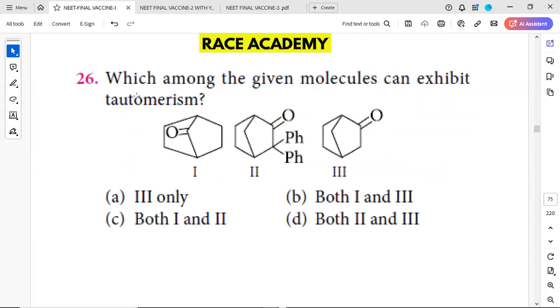Next, 26th question. Which among the given molecules can exhibit tautomerism? Same model we have already observed in the previous session also. For this one, the requirement is alpha hydrogen. If the alpha hydrogen is present, and the bridge carbon never participates in tautomerism, therefore only the third option can exhibit tautomerism. The remaining two, first and second, don't exhibit tautomerism.